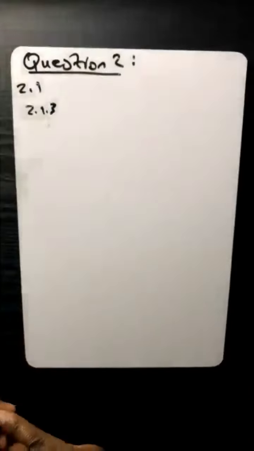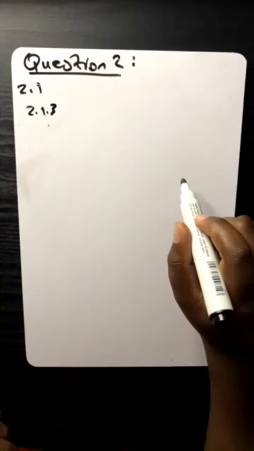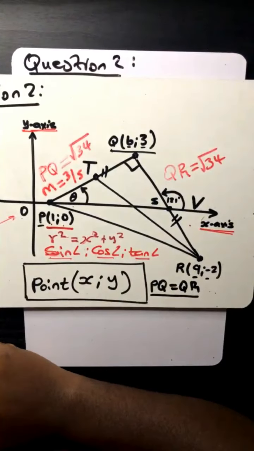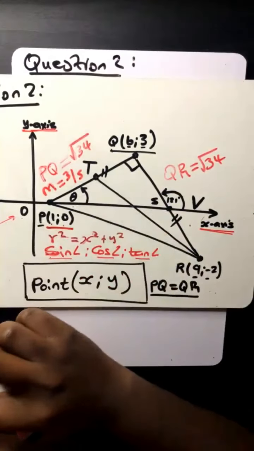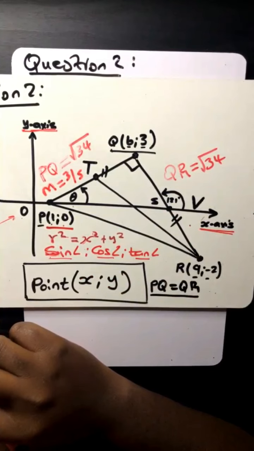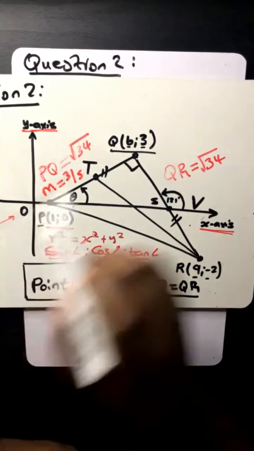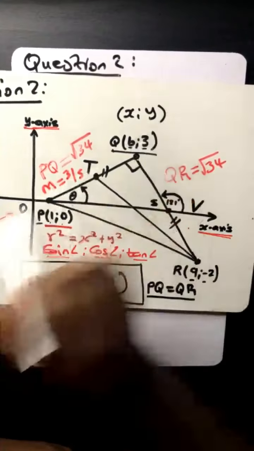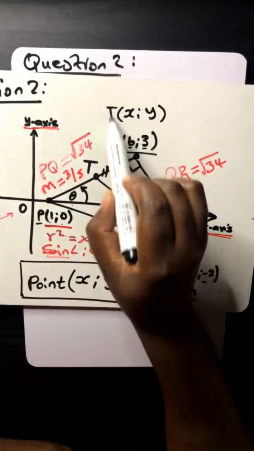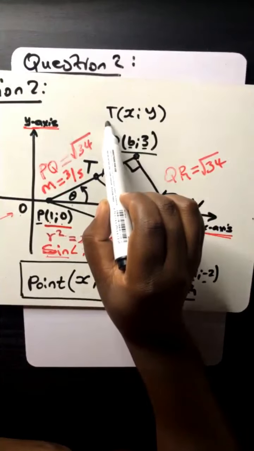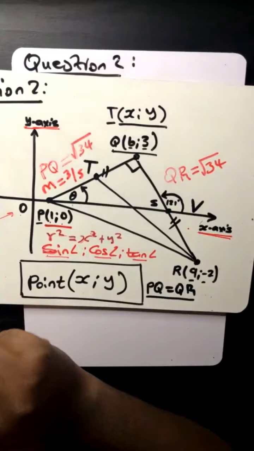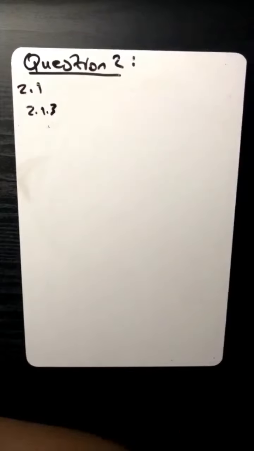Question 2.1.3. Let's check. Calculate or determine the coordinates of T. Let's bring up that drawing of ours. Firstly, you need to ask yourself, where is T? There is T. What is the crux of the question? The crux of the question is the coordinates. The coordinates are represented by x and y. The coordinates of T. So that means your final answer must be a point T, which has certain coordinates: an x value and a y value.